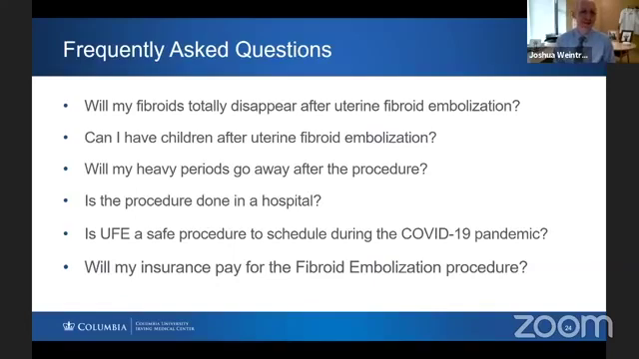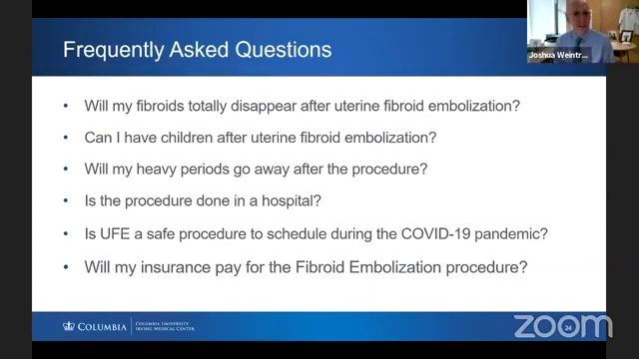Can I have children after uterine fibroid embolization? That's probably the most frequent question I get asked and the most complicated question I get asked. For young patients, I really still do recommend patients have myomectomy for a 25-year-old as their first treatment choice for uterine fibroids. It has the longest track record. It's very effective in removing the fibroids, and we know patients can get pregnant afterwards.